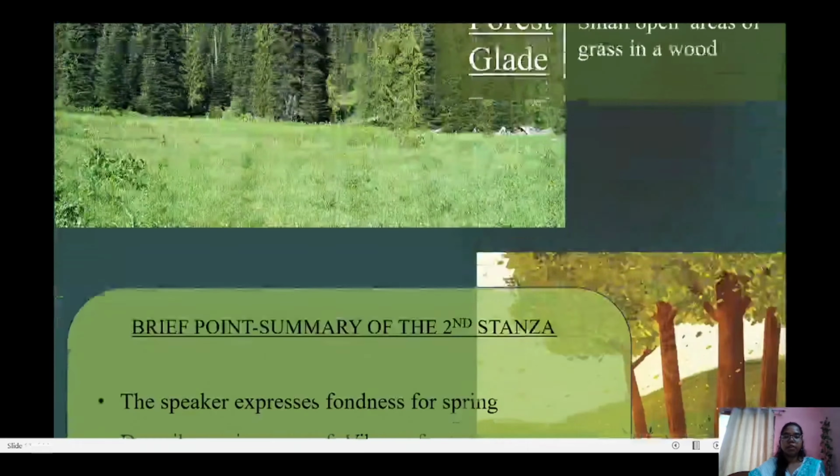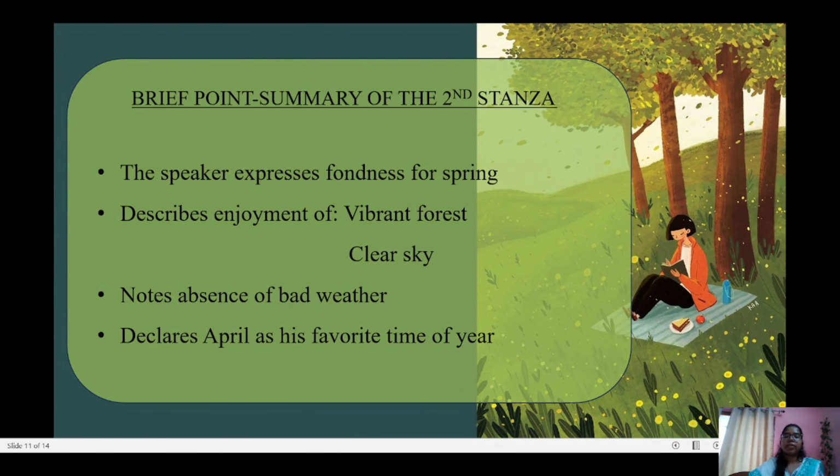Now we will look into the point summary of this stanza. Okay, so the speaker expresses fondness for spring, right? Describes enjoyment of the vibrant forest, the forest glades and clear sky, notes absence of bad weather, and declares April as his favorite time of year. So these are the main key points that you need to remember from the second stanza.